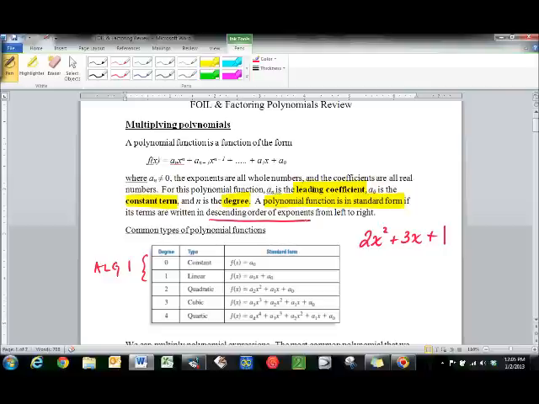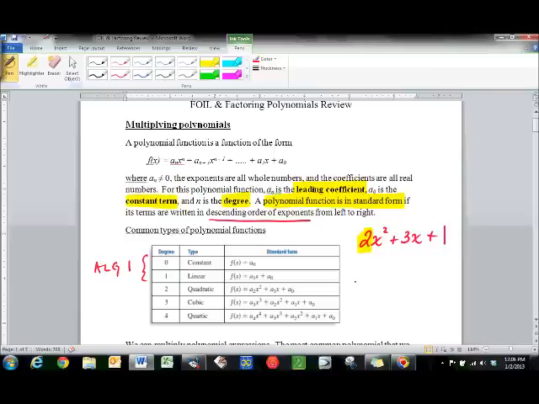So let's take a look at all these parts. If we take a look at this, the leading coefficient is the coefficient in front of the initial term. So 2x squared is our first term of this polynomial. The 2 would be considered the leading coefficient because it's the coefficient in front of the first variable. Now, the degree here is the highest exponent.